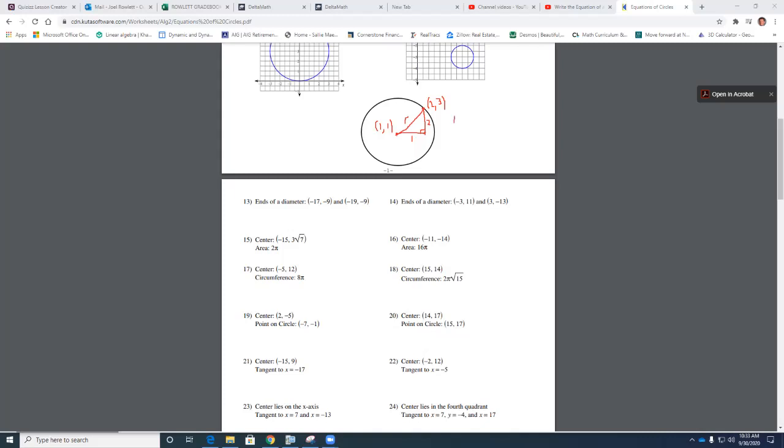I'm going to say 1 squared plus 2 squared is equal to r squared. And 1 squared is 1, 2 squared is 4, so that gives me 5 is equal to r squared. And if 5 is equal to r squared, then r has to be plus or minus the square root of 5. But since this is a distance problem, we will take the positive square root of 5.